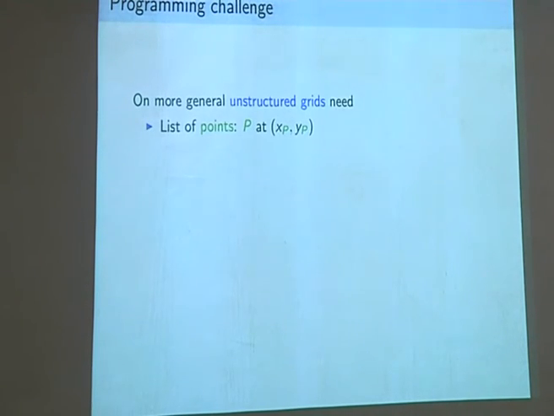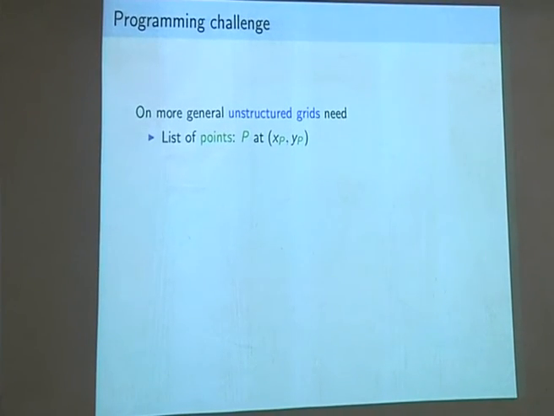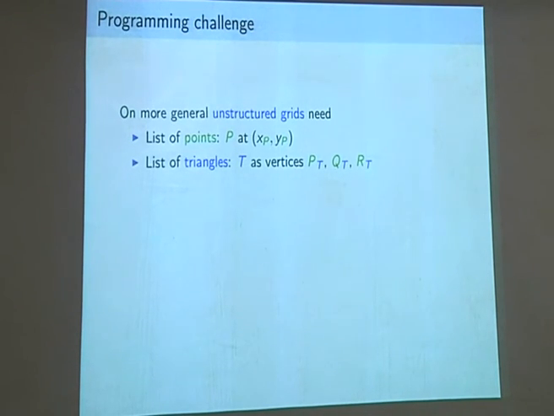Okay, so this is the programming challenge that on a general unstructured grid, you need a list of vertices. So at point P, its coordinates are XP and YP. And there may be 500 of these, maybe 10,000. And then you need a list of triangles. And in particular, for each triangle, you have to know which of the 3 vertices. You need the inverse thing, that given a point, which triangles am I in? So you need these lists.